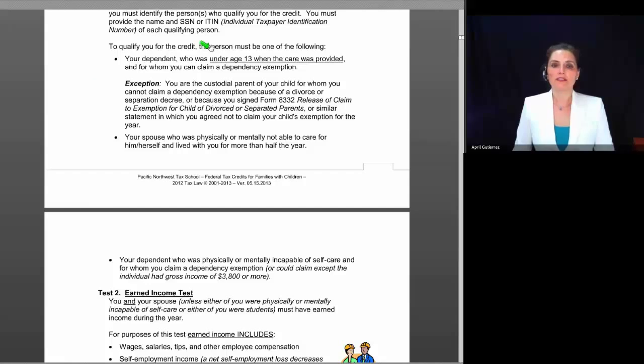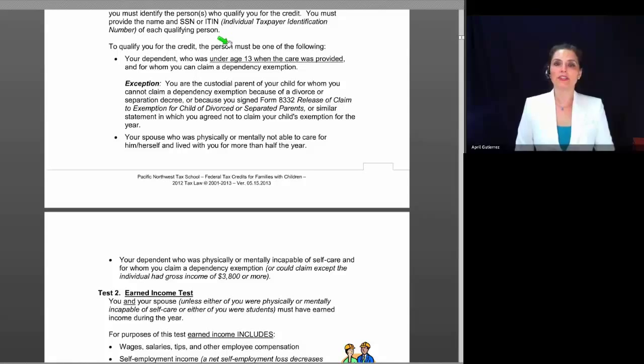And you'll see here I've underlined the words that say under the age of 13 when the care was provided. That's a little bit different than most of the rules we see with the IRS, because most of the time when we talk about age, the IRS says you must have been under the age blank on the last day of the year. But for the Child and Dependent Care Credit, we only have to have the child be under the specified age when the care was provided.